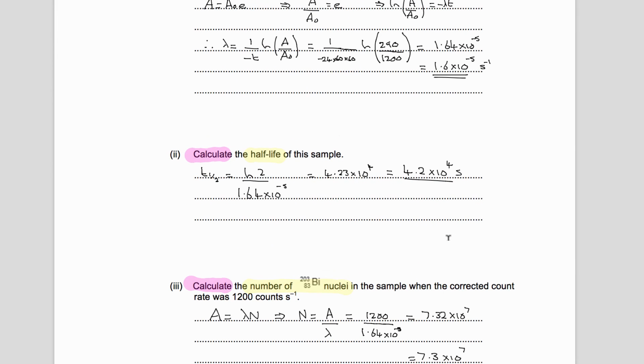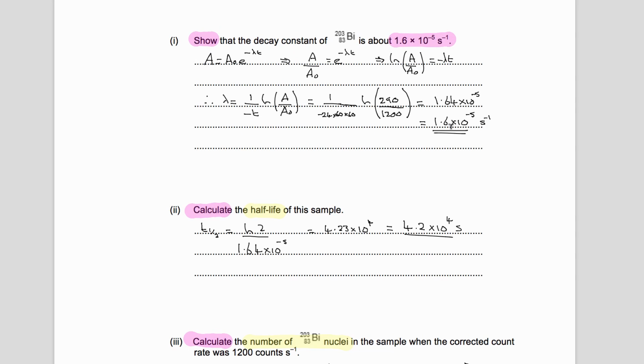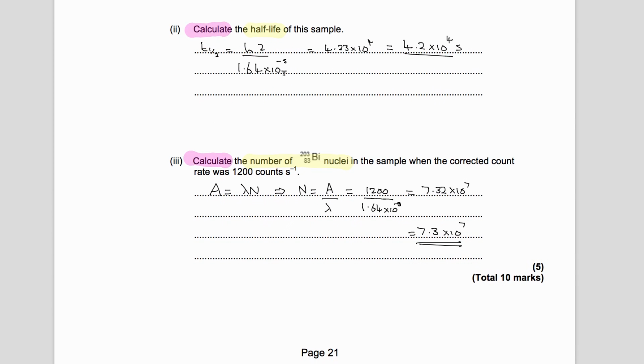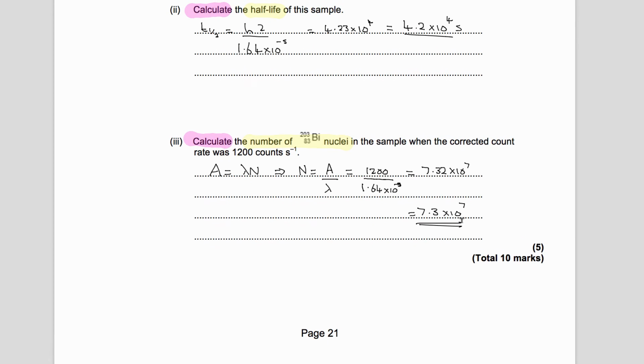So in terms of marking points, basically you got 3 marks for this question, 1 mark for using this equation properly, 1 mark for rearranging it, and 1 mark for showing that you get 1.64 times 10 to the minus 5. This was worth 1 mark, and this was also worth 1 mark for getting the correct answers. So that was question number 16 of the Nuclear Physics homework booklet.